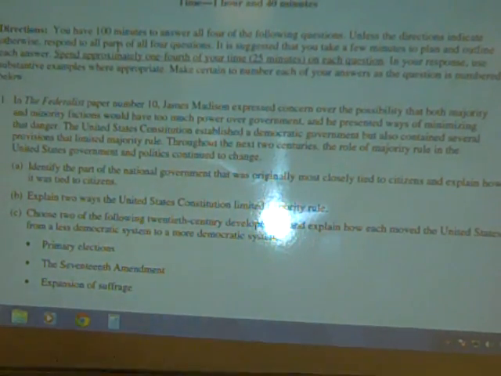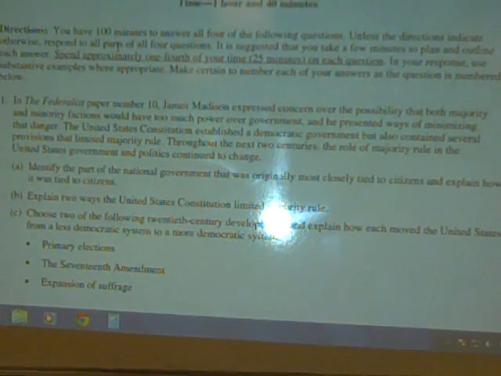The United States Constitution established a democratic government, but also contains several, I would maybe ask questions, that's not a direct democracy. We established a representative democratic government. Whatever. It also contains several provisions that limited majority rule. Okay, cool. Throughout the next 2 centuries, the role of the majority rule in the United States government and politics continued to change.